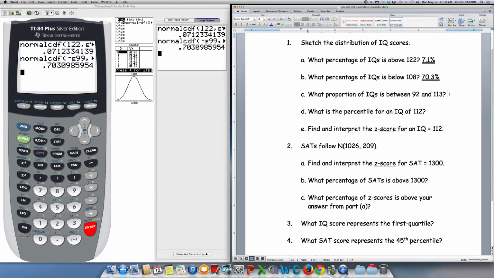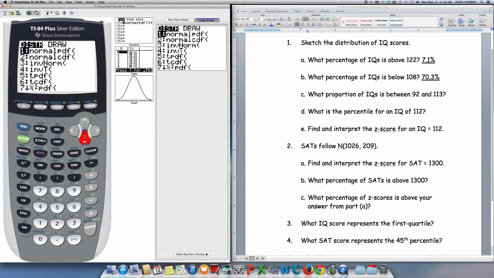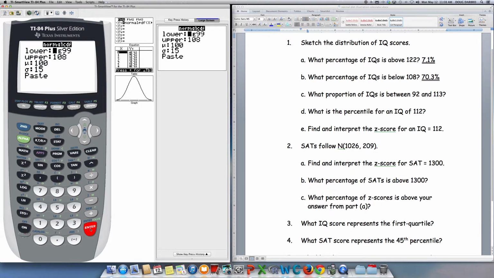Okay, gang, what proportion of IQs is between 92 and 113? Well, again, if you make it consistent here with your students, let them start thinking about this normal CDF key as your P key. So when you're asked to find things that begin with P, proportion, percentage, percentile ranking, you'll use this key. So we want between 92 and 113.